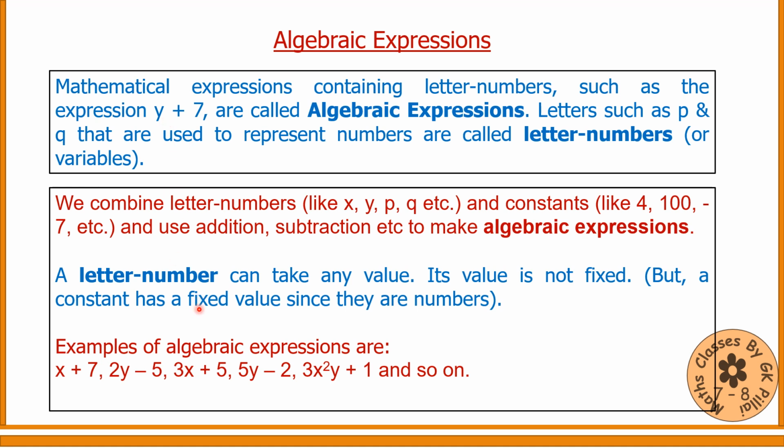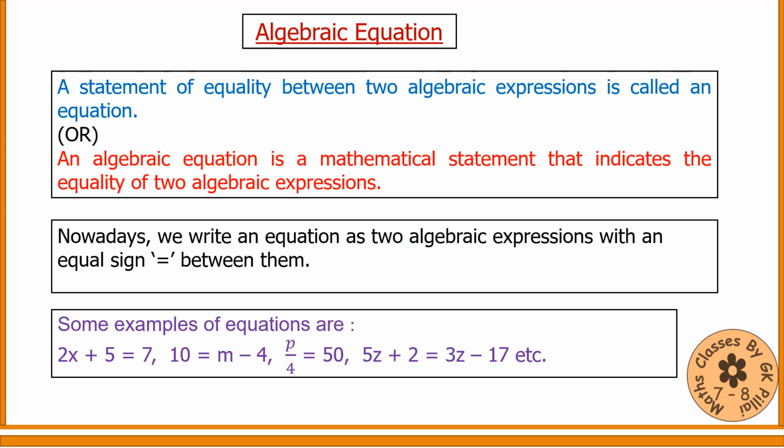Another thing you should know: a letter number can take any value. This is what we do in algebraic equations. Its value is not fixed. But a constant has a fixed value since these are numbers. Here you will get some examples of algebraic expressions. I have just explained algebraic expressions.